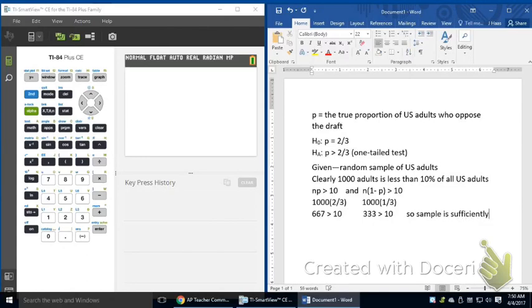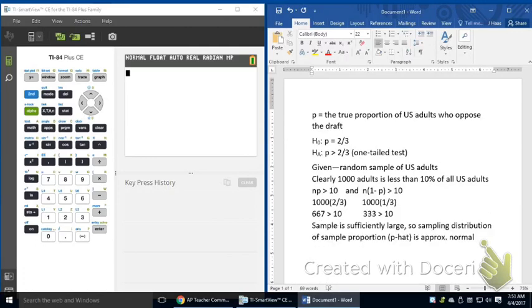The reason for testing that it's sufficiently large is to know if the sampling distribution of my sample proportion is approximately normal. If it wasn't sufficiently large, I would be stuck using binomial probability, which is a lot more tedious with the hypothesis test.